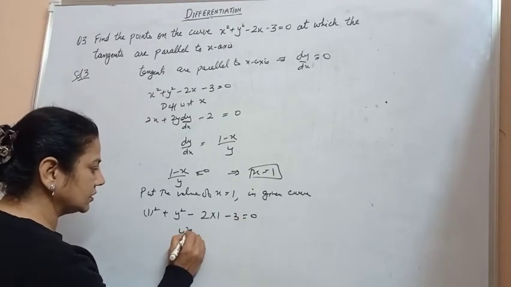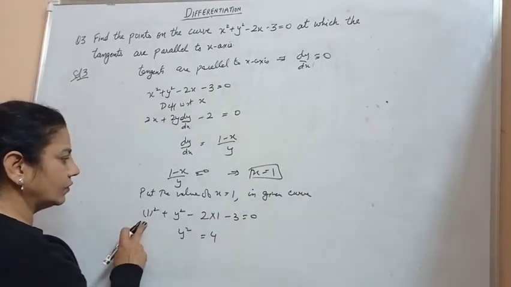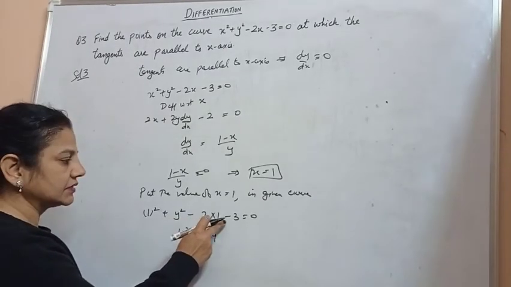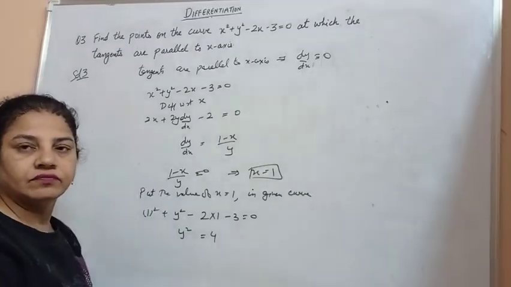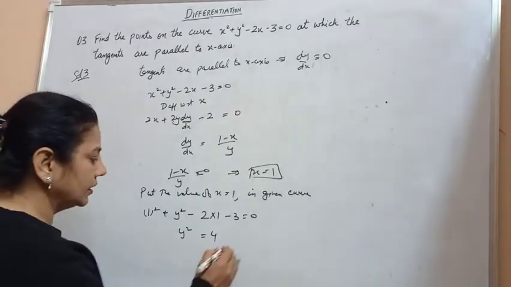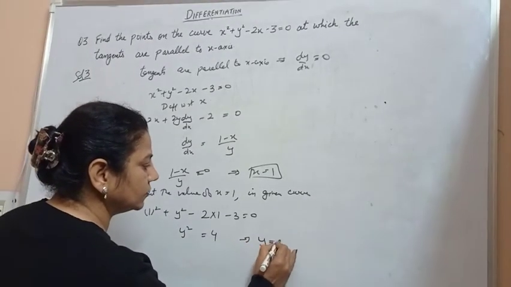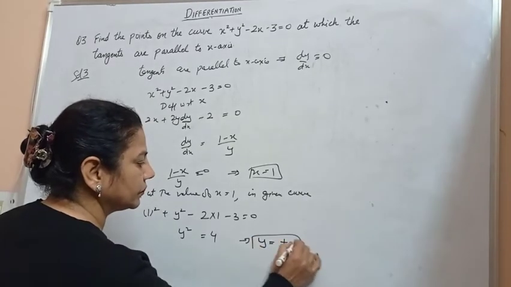So y square is equal to 1 minus 2 minus 3 with the sign changed, which gives 4. So y square is equal to 4, which implies y is equal to plus minus 2. The value of y is plus minus 2.